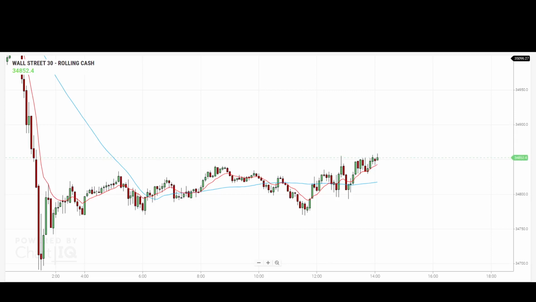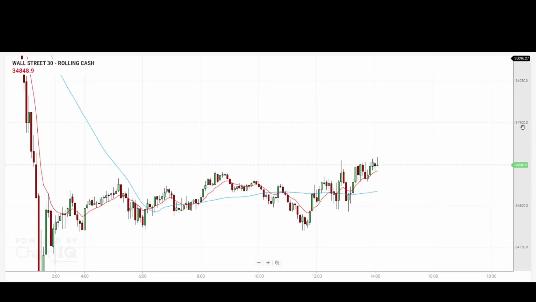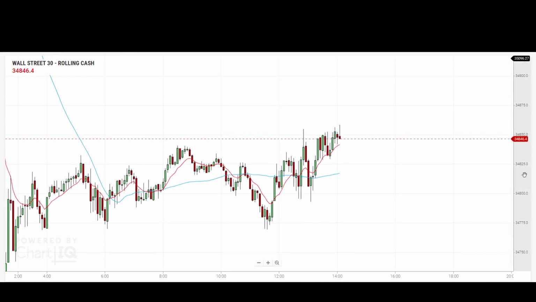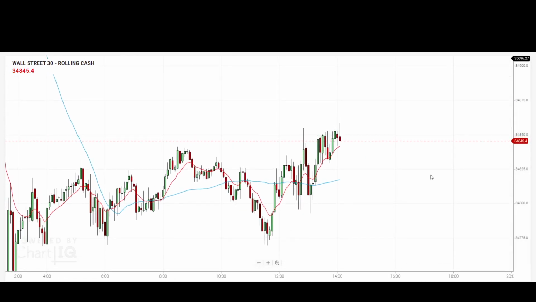We are looking at Wall Street right now. A new candle has just opened. 1 minute has passed. We are looking for an opportunity to enter the market.